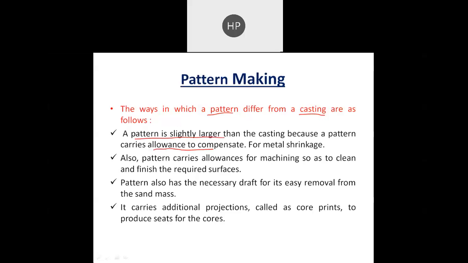Then this pattern also carries allowances for machining, because after taking the object from the mold, we have to do a finishing operation. Finishing is a kind of machining operation, and to clean and finish, we require certain allowances. That's why the pattern is slightly larger than the original casting. Then in a pattern, we allow certain draft allowances, and it has additional projections so that we can place the cores in the mold.